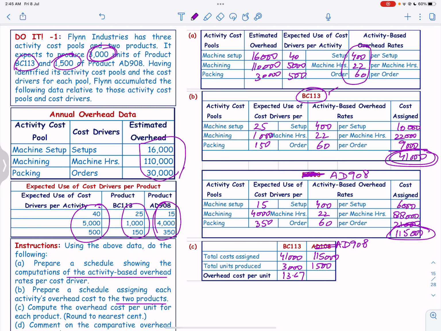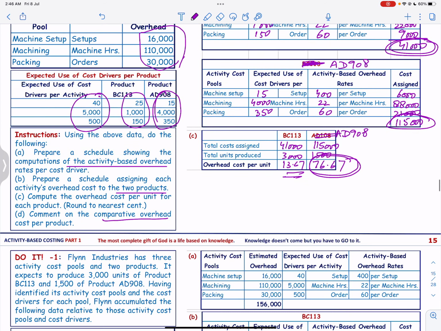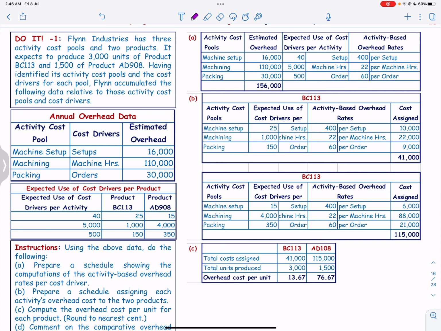Now, if we comment on the comparative overhead, we can see that the second product AD908 is almost 6 times of BC113. This is again the solution done for the example I have explained you just now, in case you find difficulty in reading my handwriting.